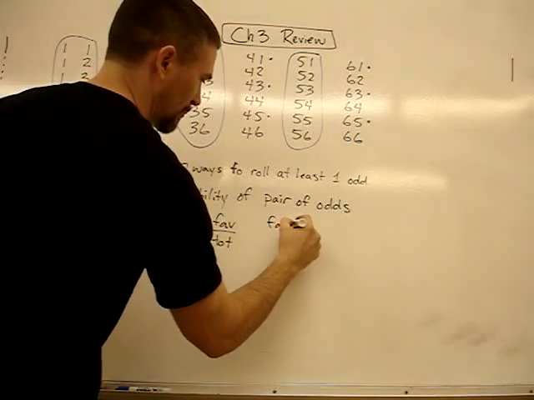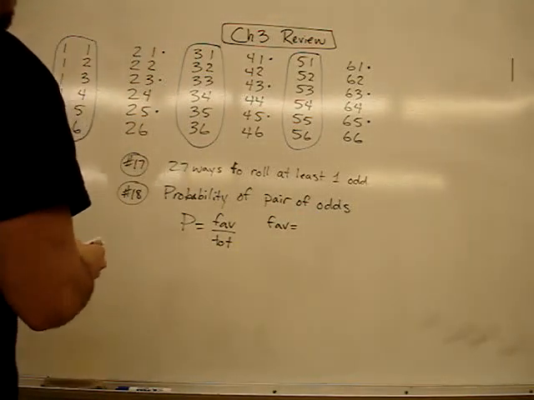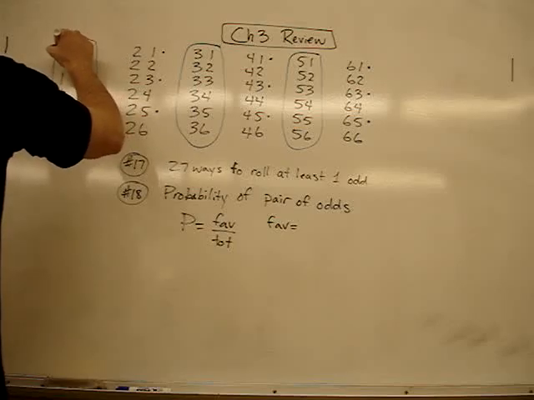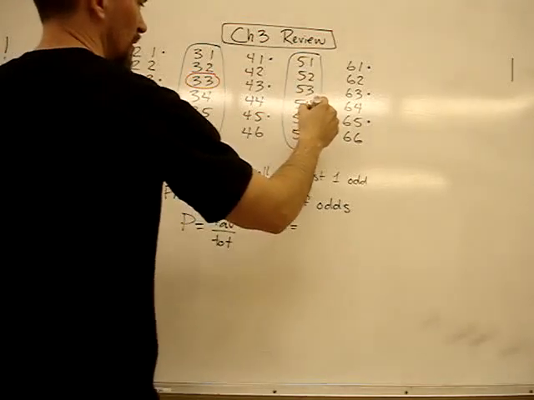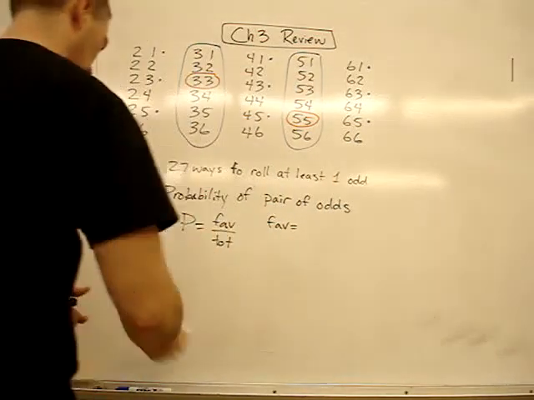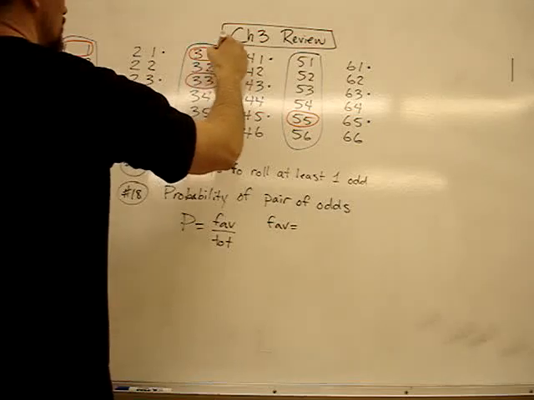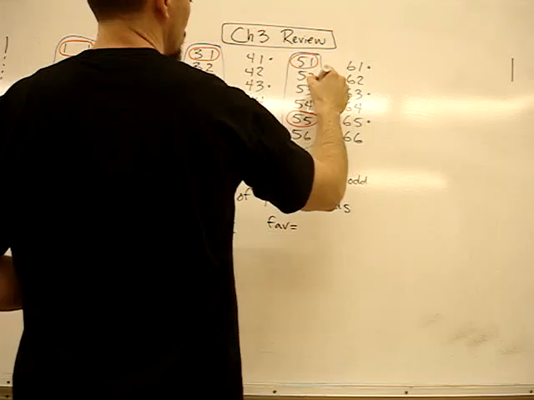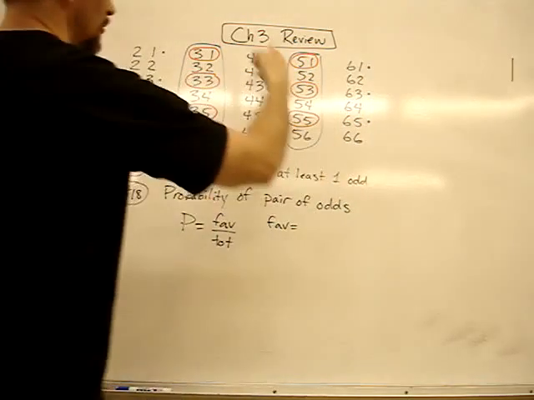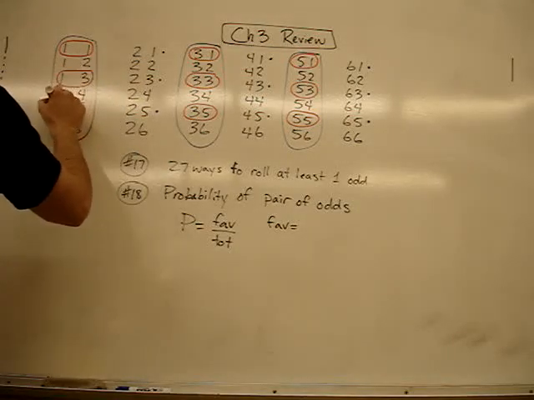And in this case, the favorables are pairs of odds. So let's look at our pairs of odds. There's a pair of odds. Here's a pair of odds. And there's a pair of odds. Pair of odds, pair of odds, pair of odds, pair of odds, and of course these even columns aren't going to have any. Pair of odds, pair of odds.